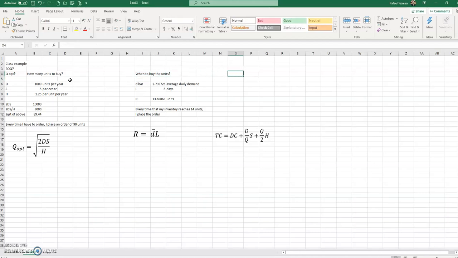Okay, and here is the total annual cost.